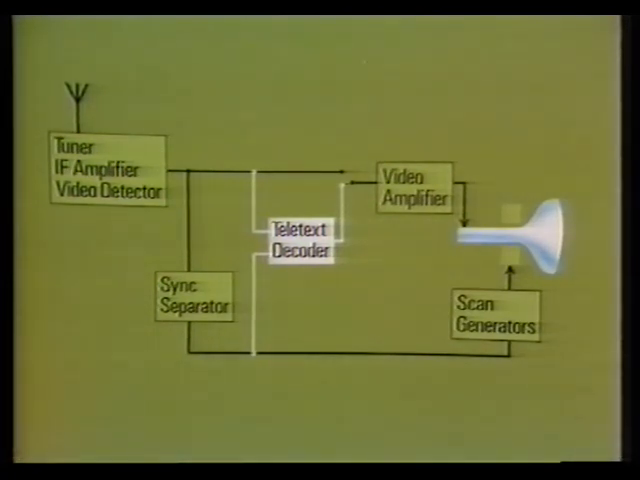Now, the decoder is fed with the video signal, but it extracts just the digital data stream represented by the dots we've just been looking at. And there's also an input from the sync separator to make the decoder work correctly. So the teletext output goes to the video amplifier, and now the video amplifier is fed with characters from the character generator, and we display the teletext information.